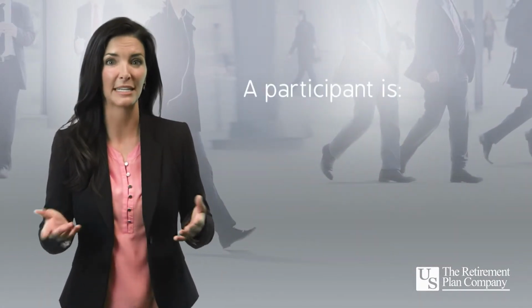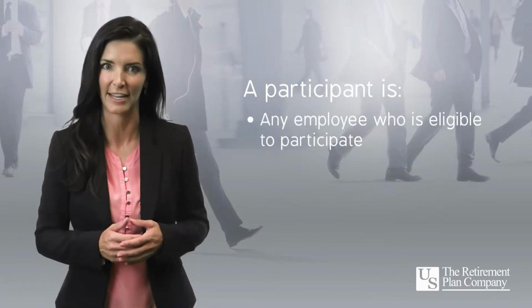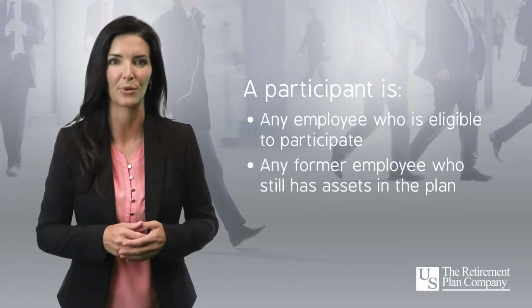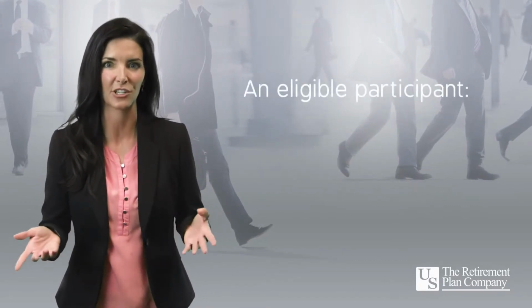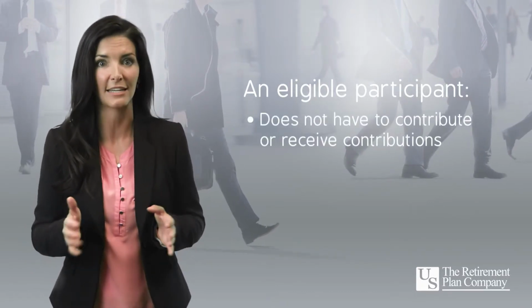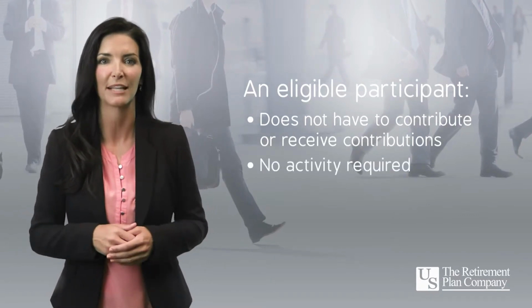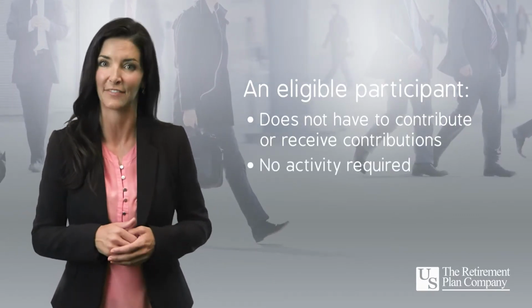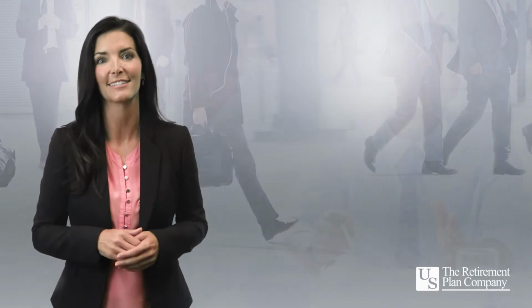For purposes of the 100 participant rule, a participant is defined as any employee of the sponsor who is eligible to participate in the plan, and any former employee who still has assets in the plan. In order to be considered an eligible participant, an individual does not have to contribute or receive employer contributions or otherwise have any activity in the plan in order to be included in the beginning of the year count. That's important because it can include former employees if they still have an account balance.